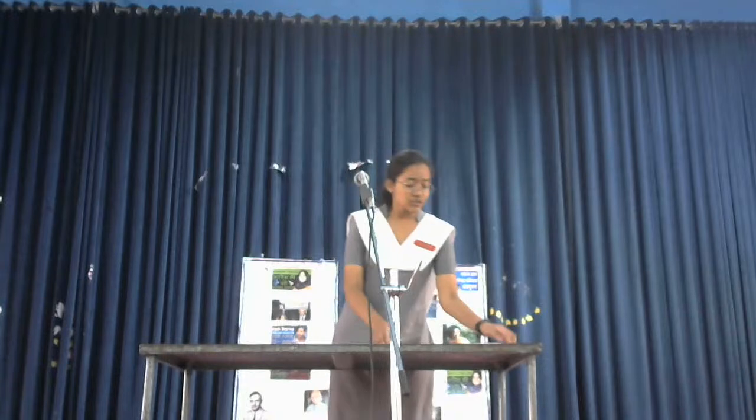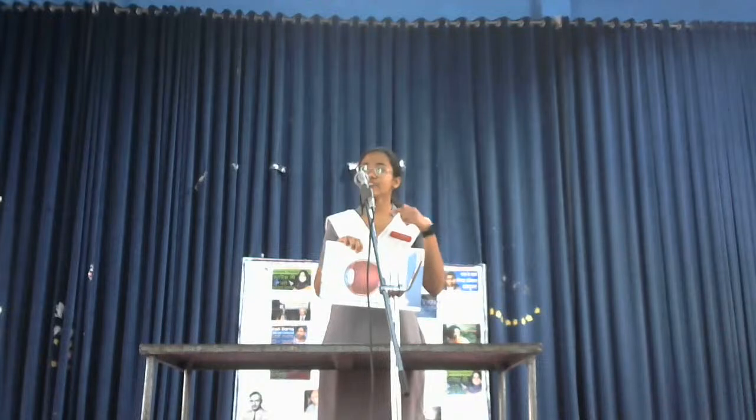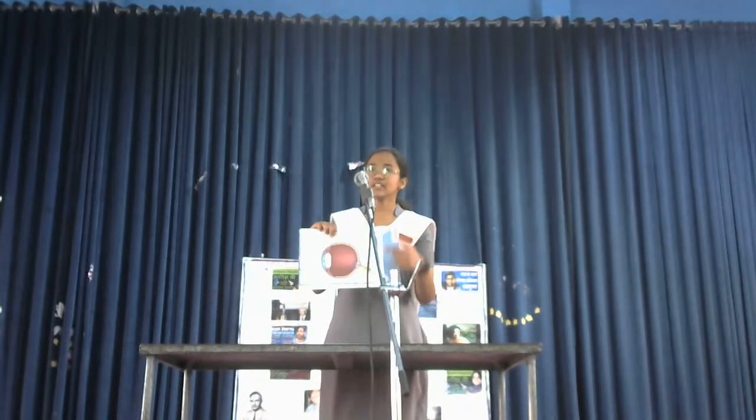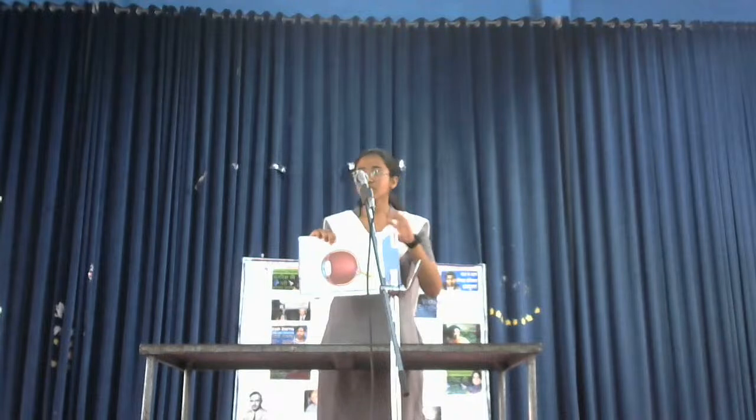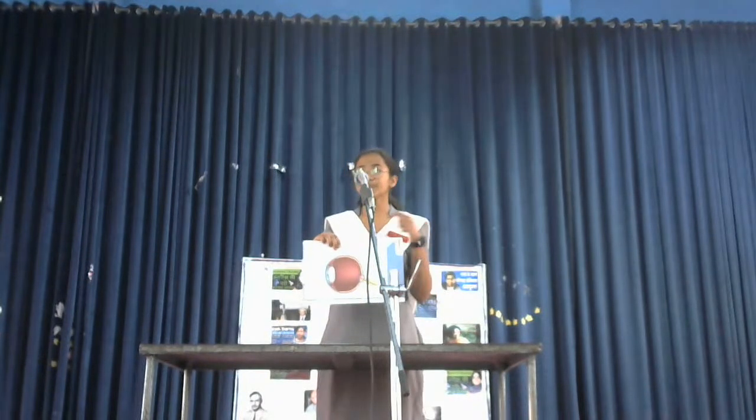So, to know more about the blind spot, we first have to know how images are formed. First, the light enters through the transparent cornea and the lens and forms an image on the retina. Then the image is sent to the brain by the optic nerve, and we perceive the image.